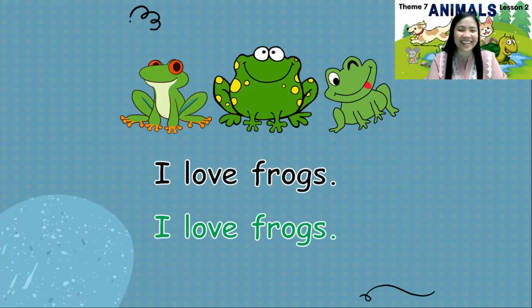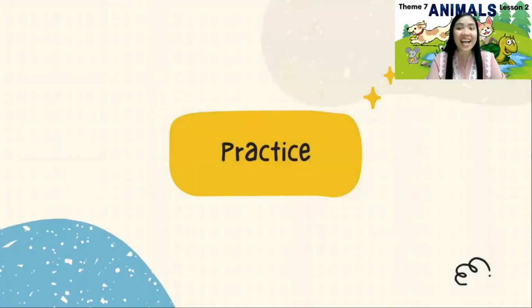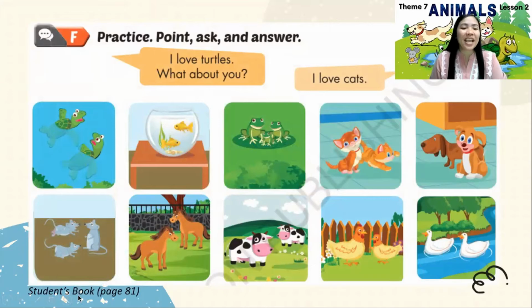Okay, you can answer it later on. Practice time! On page 81 of your student's book, it says practice, point, ask, and answer. Example, I love turtles. What about you? I love cats. So there are 10 pictures over here. We will start from here on the left. 1, 2, 3, 4, 5, 6, 7, 8, 9, 10. So we will do the same thing as the example.